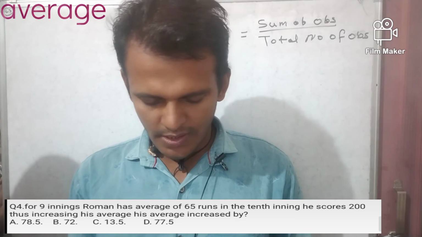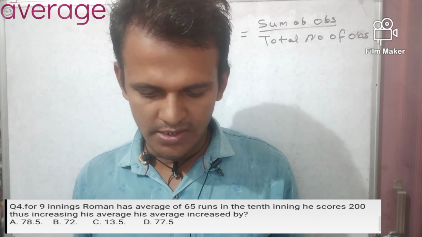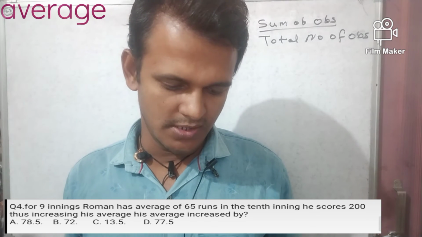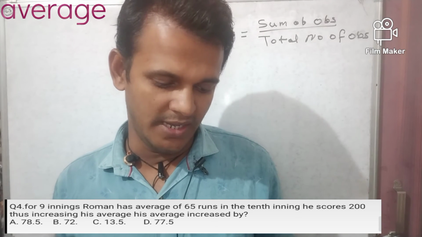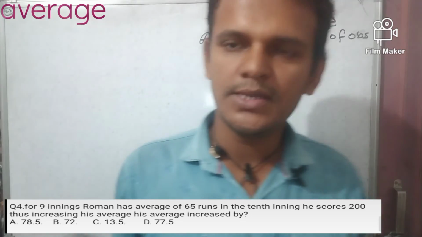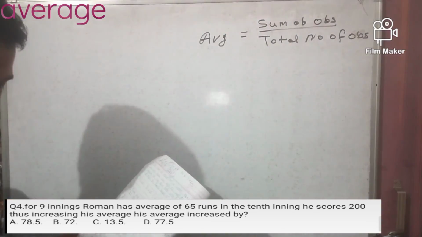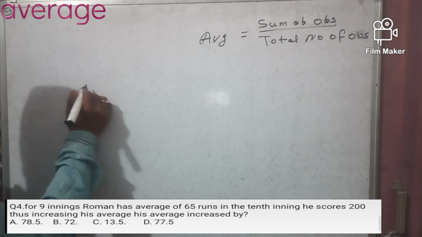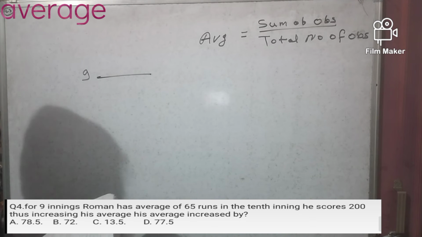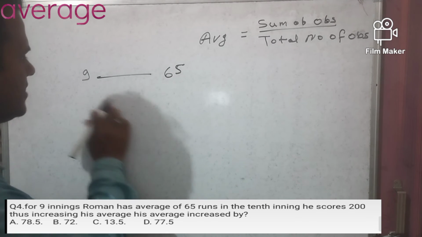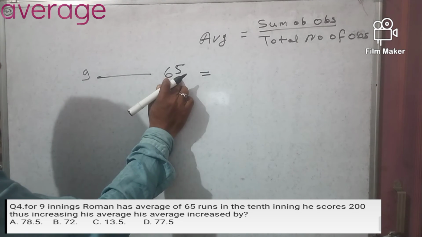Question number 4. For 9 innings, Roman has an average of 65 runs. In the 10th inning, he scores 200 runs, thus increasing his average. His average increased by? Our target is to find his new average. So now see here. In 9 innings, Roman has 65 runs. For 9 innings at 65, the total runs will be 9 into 65, right?